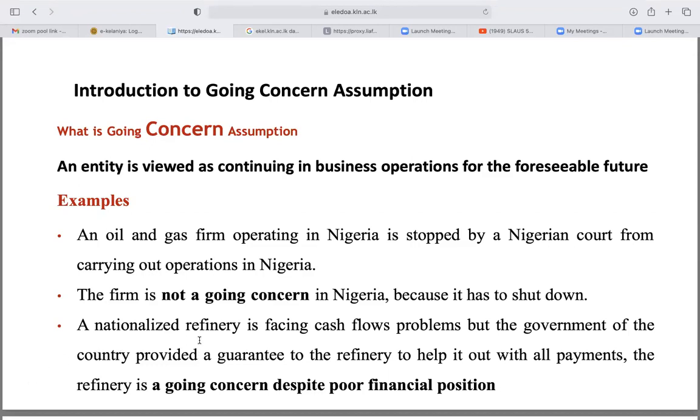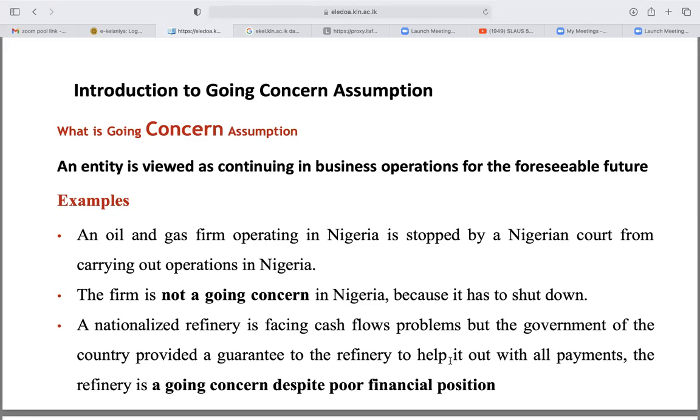A nationalized refinery is facing cash flow problems, but the government of the country provides a guarantee to the refinery to help it out with all payments. The refinery is a going concern despite poor financial performance.